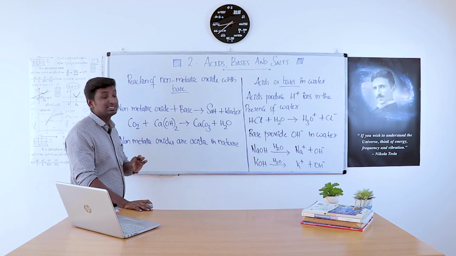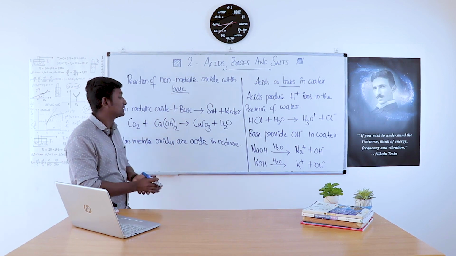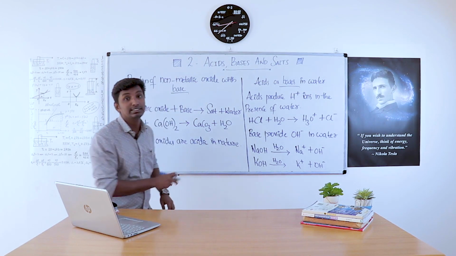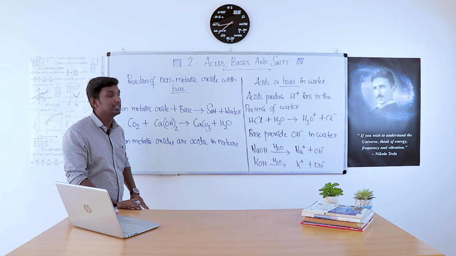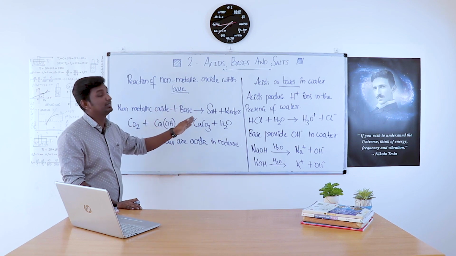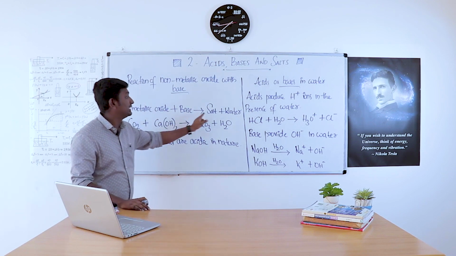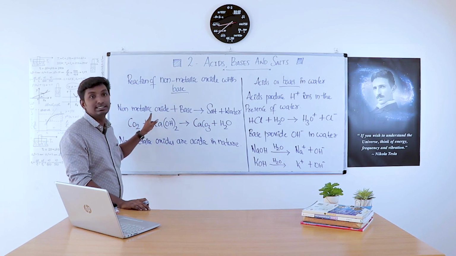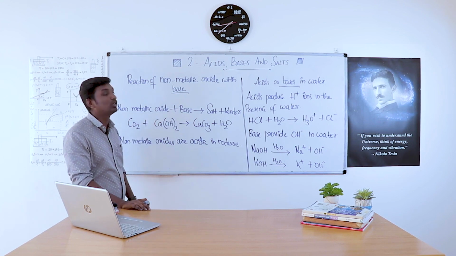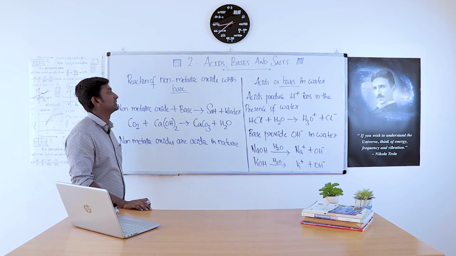Non-metallic oxides are acidic in nature. Why are we saying non-metallic oxides are acidic in nature? What's the reason? How will you explain this? Just write the equation: non-metallic oxide plus base gives salt and water. We know that when an acid reacts with a base, it gives salt and water, and the reaction is neutralization reaction. For getting the product salt and water, the non-metallic oxide should be acidic in nature. Then only acid plus base gives salt and water. That's why we are saying non-metallic oxides are acidic in nature.